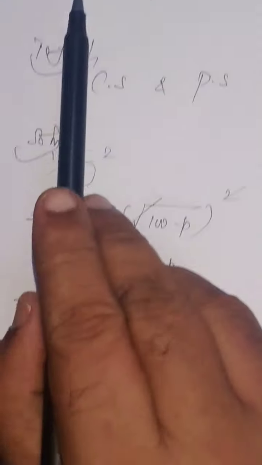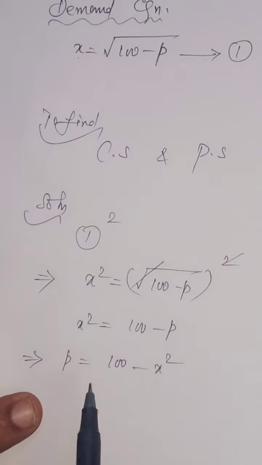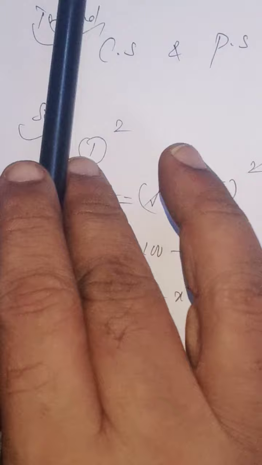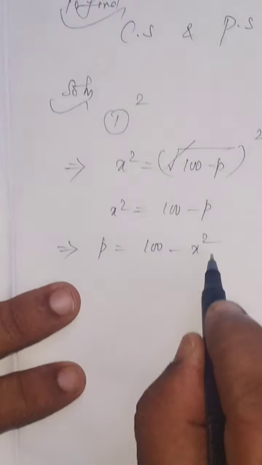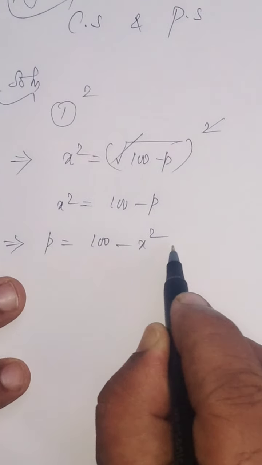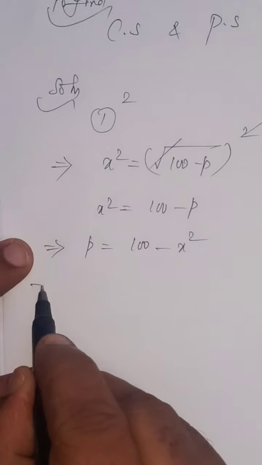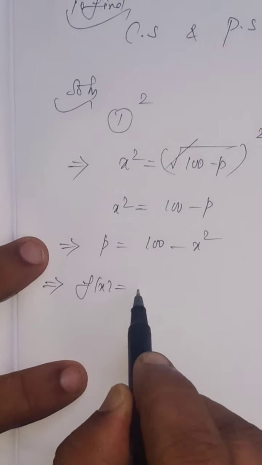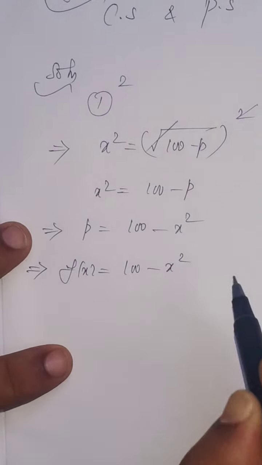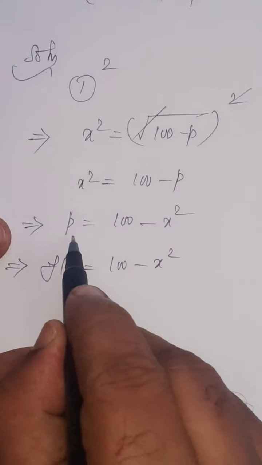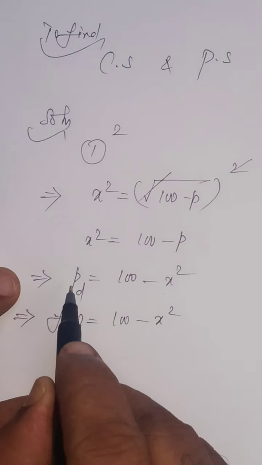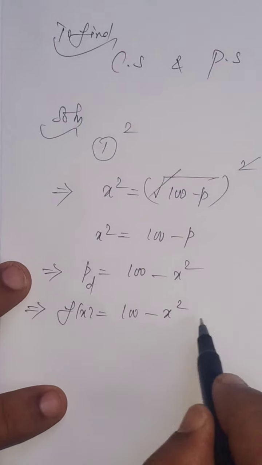Look at that. You were given x in terms of p. We got p in terms of x. This is the demand function. This is the demand equation. Now P, that is 100 minus x squared. In general, we consider the demand equation as f of x. F of x equals 100 minus x squared. We can even write P as PD. PD refers to the demand function.